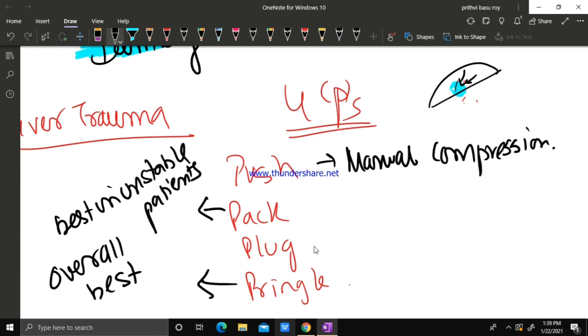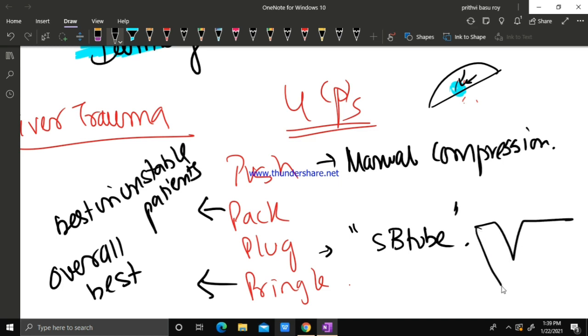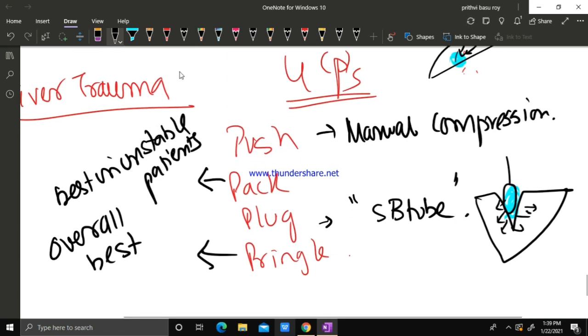Okay, what is plugging? Let me talk about plugging first. You take a Sengstaken-Blakemore tube. You know very well what is happening. Suppose there is a laceration over here in the liver. Now, I've drawn an inverted liver, but to show what is actually happening, you put this Sengstaken-Blakemore tube inside and then you fill it up. As soon as you fill it up, it is going to have a tamponading effect over here and immediately the bleeding might stop. You may try all this, but the best in unstable patients is you go for packing.